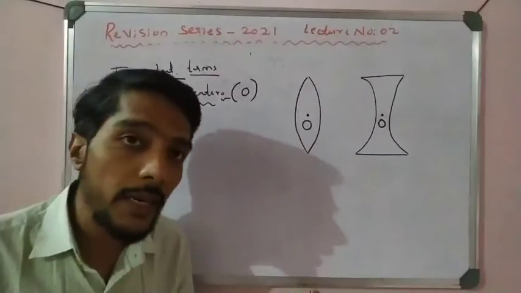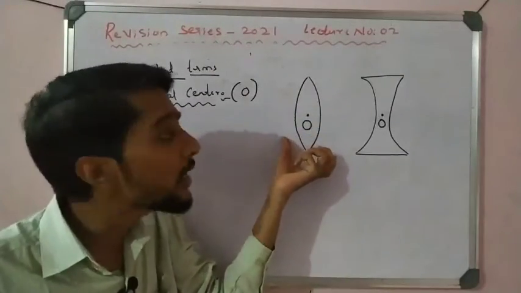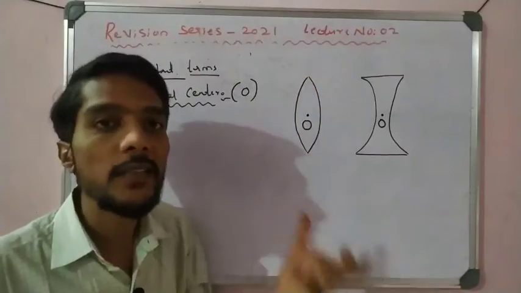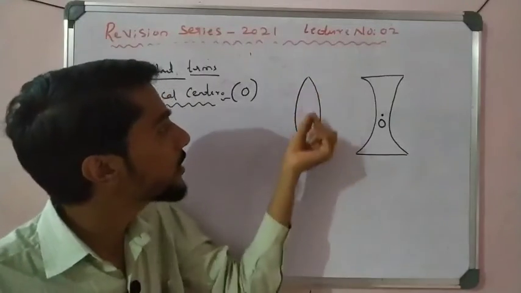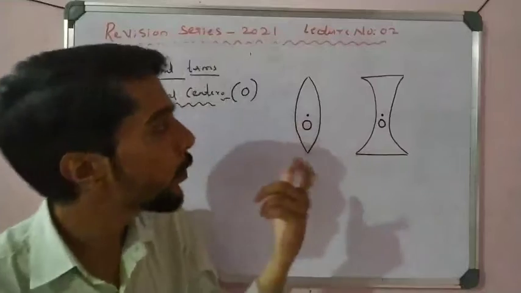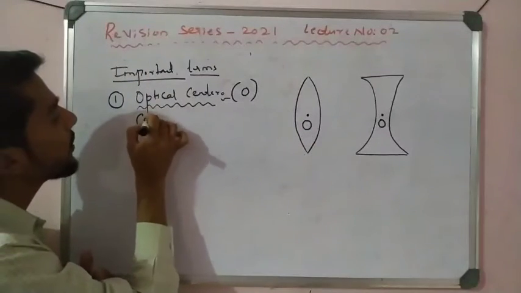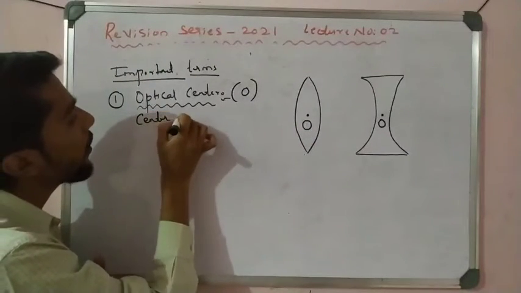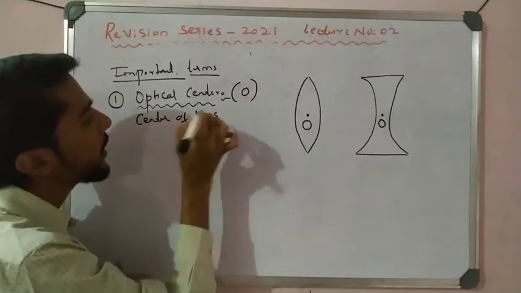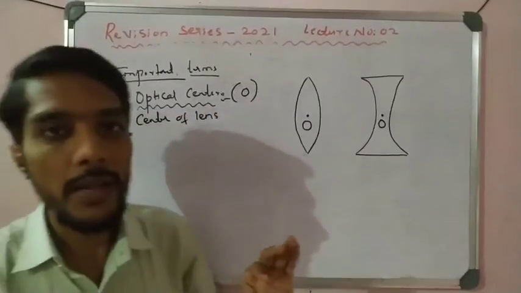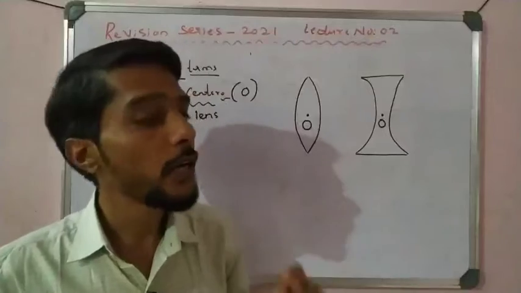What is the optical center? The optical center is the center of a lens. That is simple. You write: it is the center of a lens. The center of a lens is called the optical center, right? One point you have to remember.